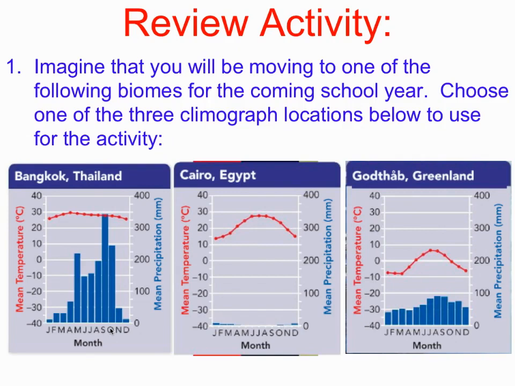So for our review activity, I want you to imagine that you'll be moving to one of the following biomes for the coming school year. We're just making this up, but it helps us to do the activity. So we're just going to imagine if we move somewhere else for a year. I want you to choose one of the three climograph locations below to use for the activity. I'll give you just a moment to look at those three. You will need to decide if you want to choose Bangkok, Thailand, Cairo, Egypt, or Gotthard, Greenland.